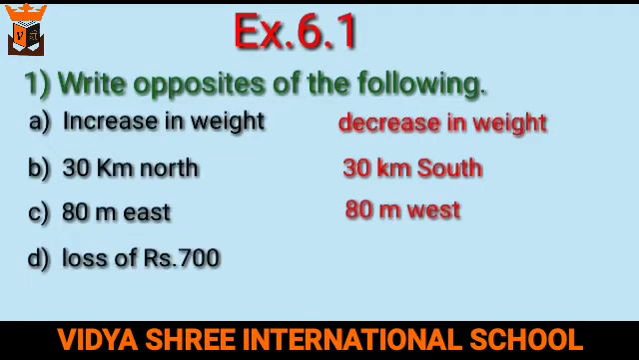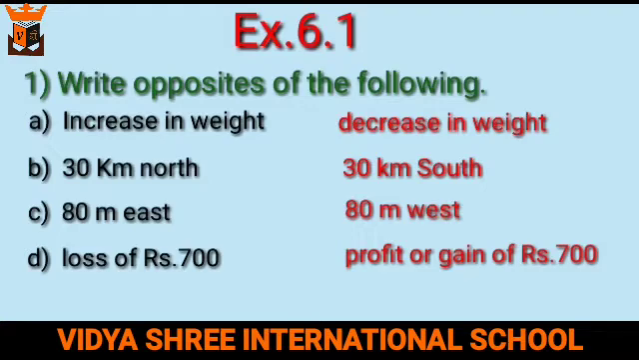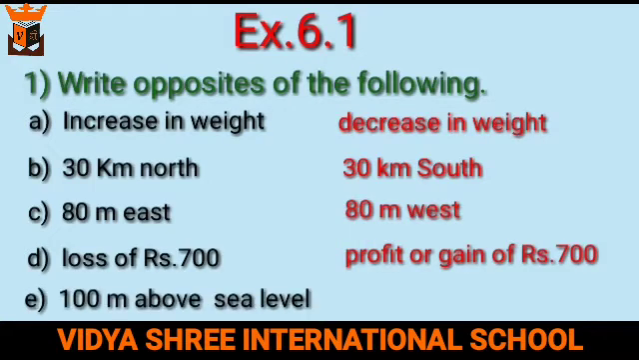D part is loss of rupees 700. So opposite of it is profit of rupees 700. Or you can say gain of rupees 700. Fifth part is 100 meter above sea level. So opposite of it is 100 meter below sea level.